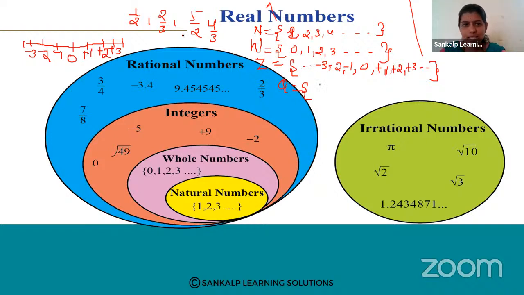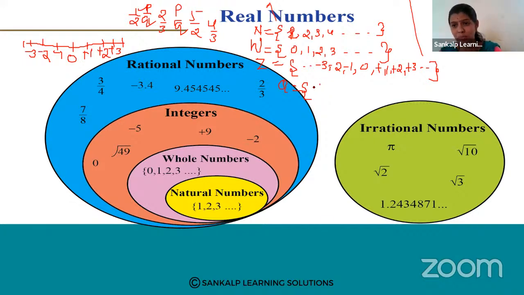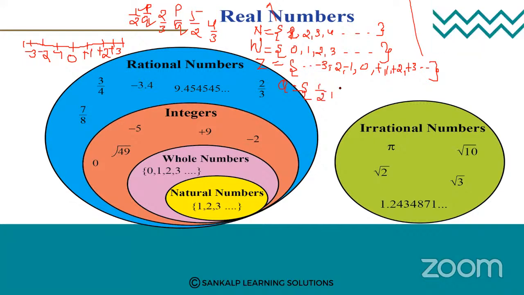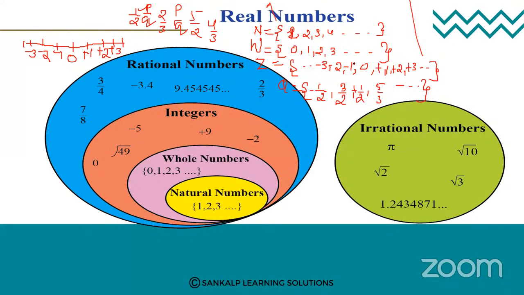So 1 by 2 is in the form of P by Q. 2 by 3 is also in the form of P by Q. So when you write the numbers in the form of P by Q, that type of numbers are called rational numbers, right? So for example, 3 by 2, minus 1 by 2, plus 1 by 2, and 5 divided by 3, and so on. These type of numbers are called rational numbers. And rational numbers include natural numbers, whole numbers, integers, right?